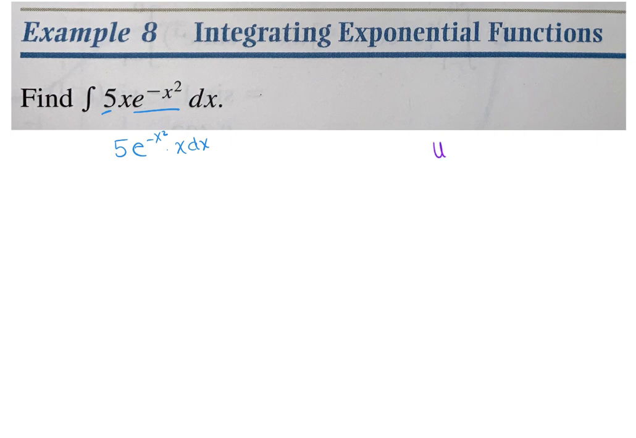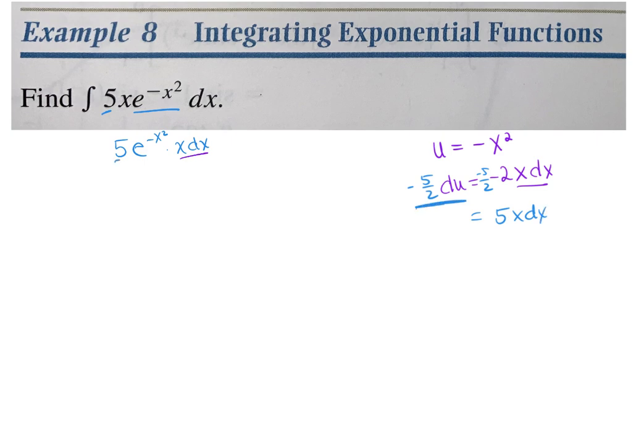So if I make my u the negative x squared, then my du is going to be negative 2x dx. You can see the x dx is accounted for, right? But I need a 5, and I don't need a negative 2. To get that, I'm just going to multiply both sides by negative 5 halves. I promise this will work. If I multiply this by negative 5 halves and this by negative 5 halves, what happens over here? Well, I get positive 5x dx, which is exactly what I needed.